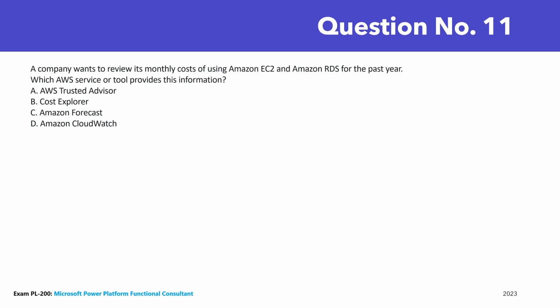A company wants to review its monthly costs of using Amazon EC2 and Amazon RDS for the past year. Which AWS service or tool provides this information? A. AWS Trusted Advisor. B. Cost Explorer. C. Amazon Forecast. D. Amazon CloudWatch. Correct answer, B.